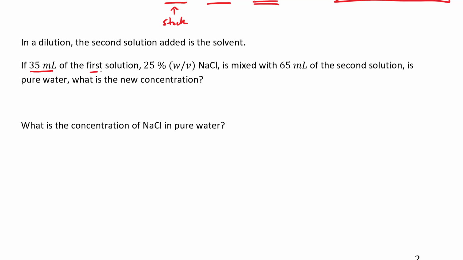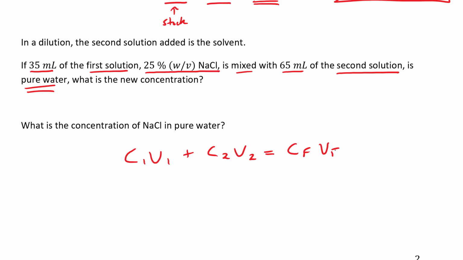35 mils of the first solution, which is 25% weight by volume sodium chloride, is mixed with 65 mils of a second solution, which is pure water. What is the new concentration? Let's use the initial formula, C1V1 plus C2V2 equals CFVF. We'll sub in our values here. Your first solution, 35 mils, 25% weight by volume, multiply by the volume, 35 mils.